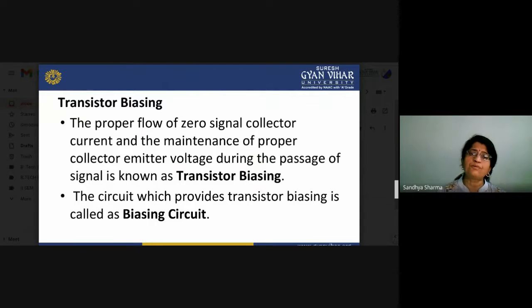The proper flow of zero-signal collector current IC and the maintenance of a proper collector-emitter voltage VCE during the passage of a signal is known as transistor biasing. The circuit which provides transistor biasing is called a biasing circuit.